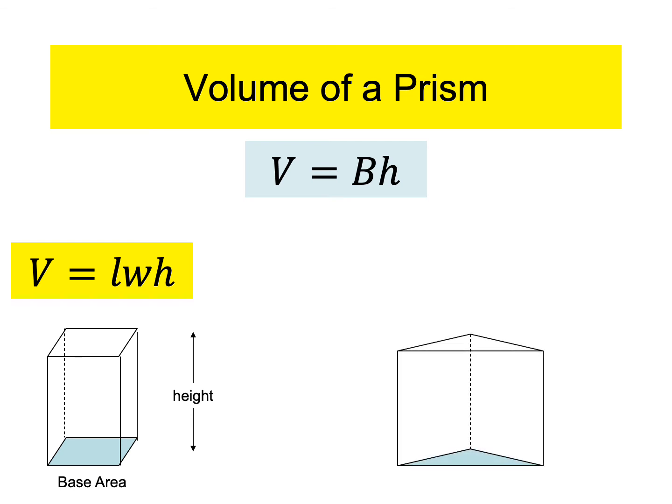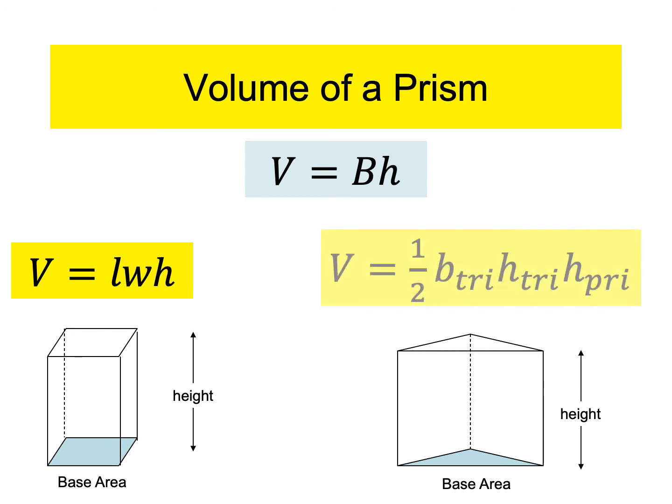For a triangular prism, since you have two triangles, the area of a triangle is 1/2 base times height. So the base area would be 1/2 times base times height. And then the distance between the two triangles would be another height, which is why this formula looks very ugly, but it basically means 1/2 times the base of the triangle times the height of the triangle times the height of the prism.